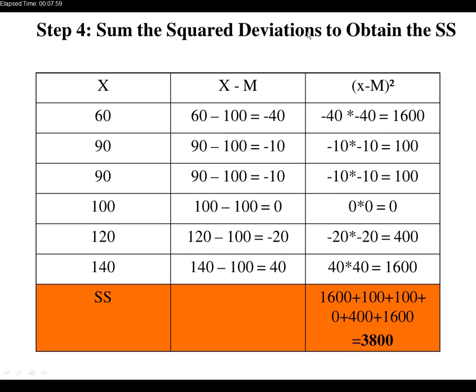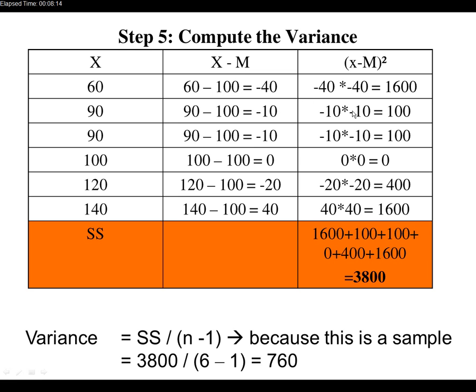Step 4 is we sum the squared deviations to obtain the sum of squares. So just add them up, and we've just squared everything. Just add those squares up. We come up with a figure of 3800. And step 5 out of the 6-step process to compute a standard deviation. And don't forget, the standard deviation is going to lead right into z-scores, which we're dealing with next, okay? That's why I'm reviewing this.